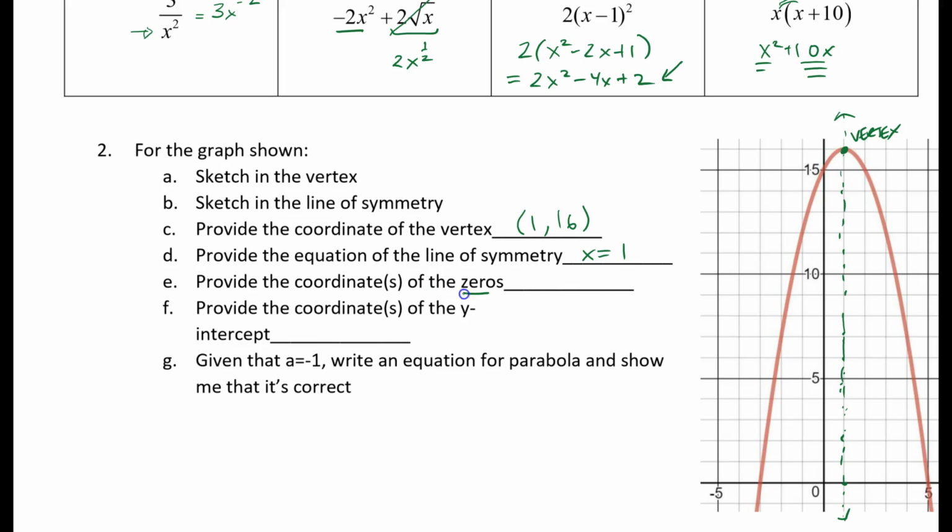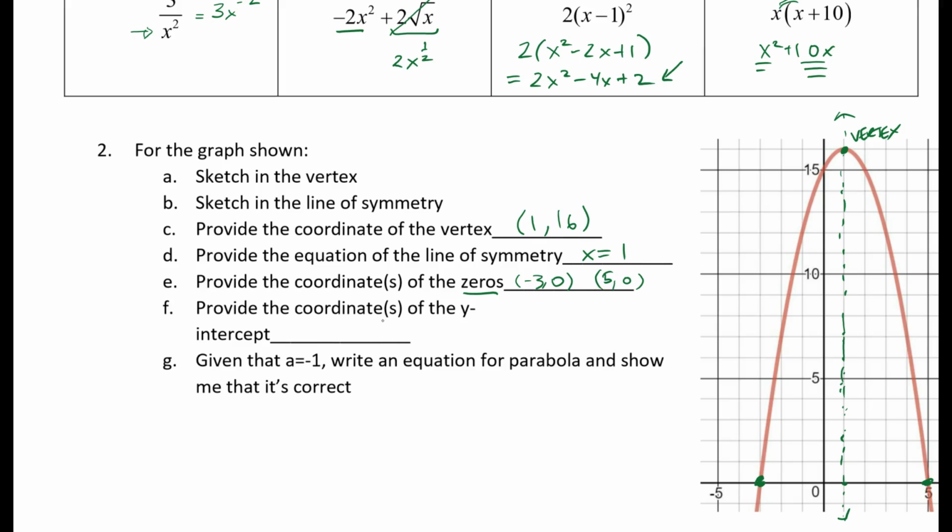Zeros is where the graph intersects the x-axis. So we have those coordinates here. Let's see, negative 3, 0, and 1, 2, 3, 4, and 5, 0. So there's 2 zeros on this parabola.